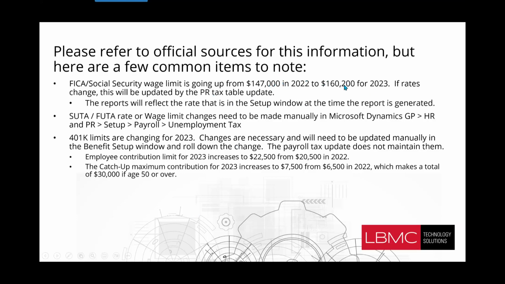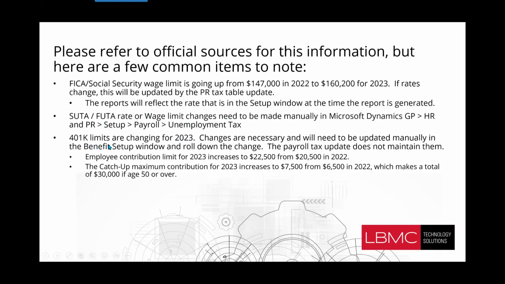if I'm having to rebuild. The SUTA and FUTA rate or wage limit changes need to be made manually in Microsoft Dynamics GP, under HR payroll, setup, payroll, unemployment tax. These rates are not pushed in with the payroll tax updates. You have to do them yourself for the unemployment.